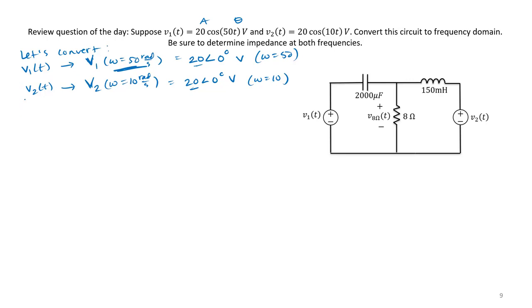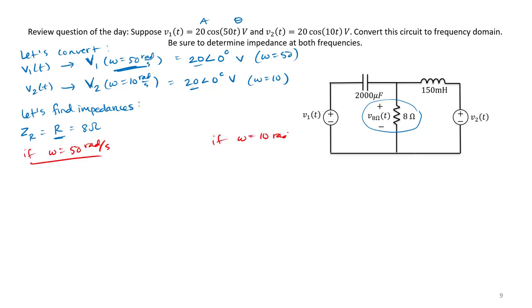Let's go ahead and find the impedances now. Let's start with my favorite. Impedance of our 8 ohm resistor? Well, that one's easy. That one is not frequency dependent, it's just equal to the resistance. But then we have to be a little careful about our two frequencies. So let's go ahead and write down both of them.